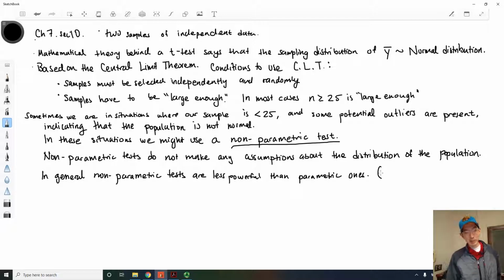So anyway, with non-parametric tests, we're not making any assumptions. So in general, we need more data to come to the same conclusion.